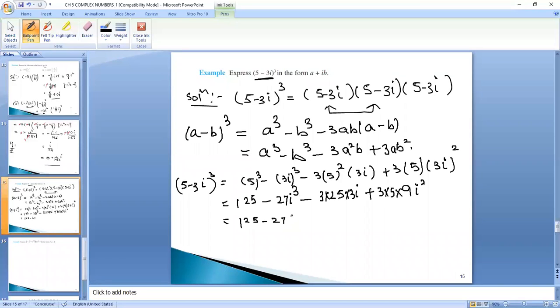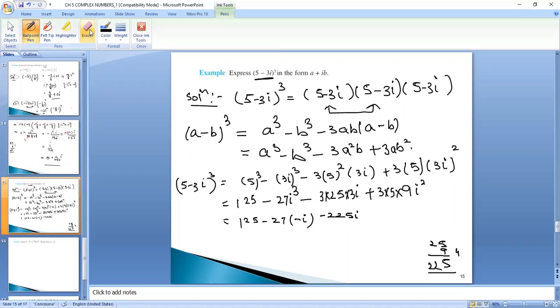So 125 minus 27i³. i³ can be written as i² into i. i² is −1, so −1 into i means i³ is −i. And 3 into 25 into 3, three threes are 9, 9 into 25 is 225i.